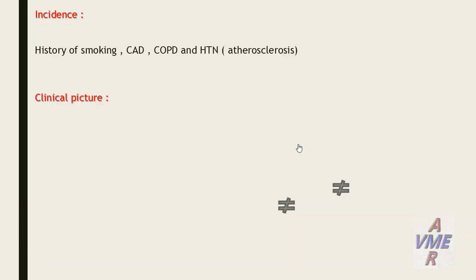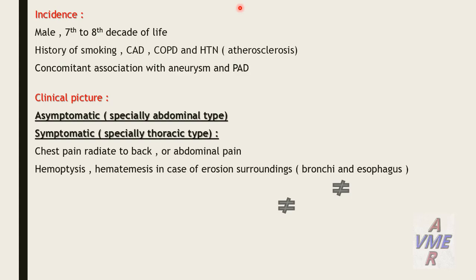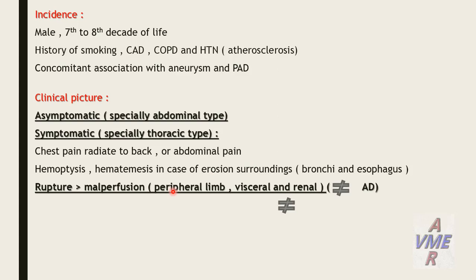Okay, the incidence: history of smoking, coronary artery disease, COPD, hypertension, atherosclerosis, male in the 7th to 8th decade of life, concomitant association with aneurysm and peripheral artery disease. Clinical picture: asymptomatic, especially the abdominal type; symptomatic, especially the thoracic type, with chest pain radiating to the back or abdominal pain like aortic dissection, hemoptysis, hematemesis in case of erosion to the surrounding bronchi and esophagus. Rupture more than malperfusion, in differentiation from aortic dissection.